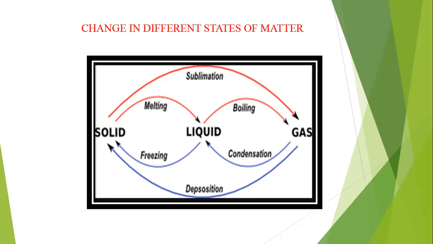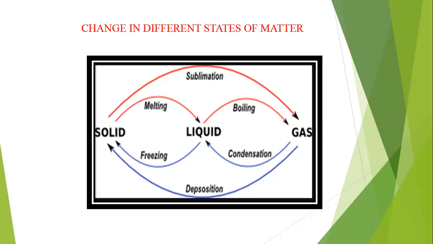For example, you see ice at 0 degree centigrade on heating melts into water at 0 degree centigrade, while water at 0 degree centigrade on cooling freezes into ice at 0 degree centigrade. That means their states are changing, but the temperature remains constant.